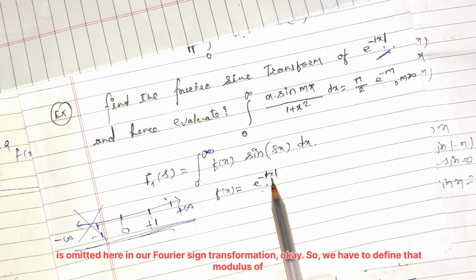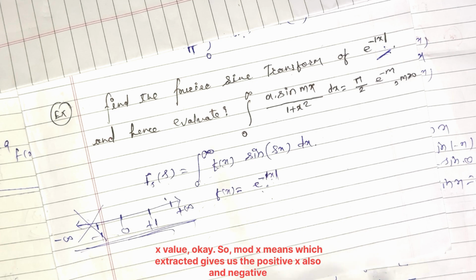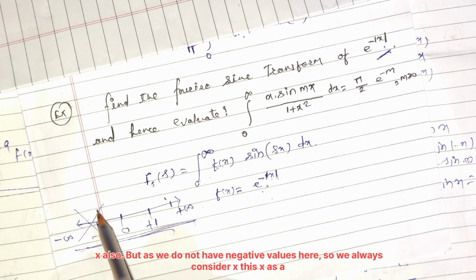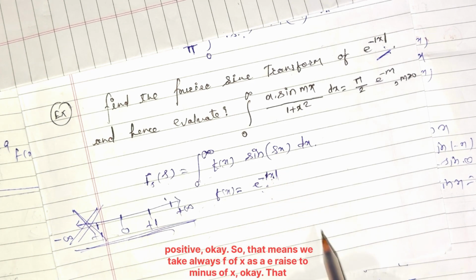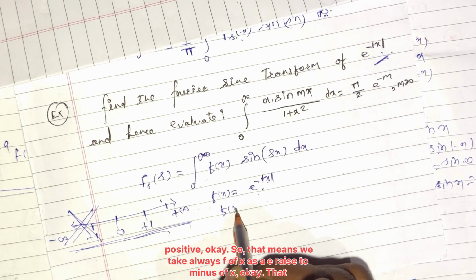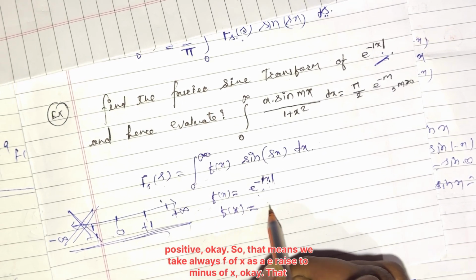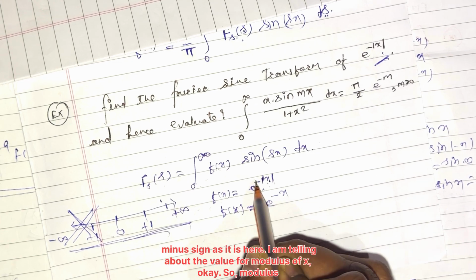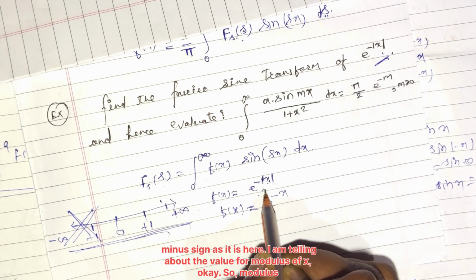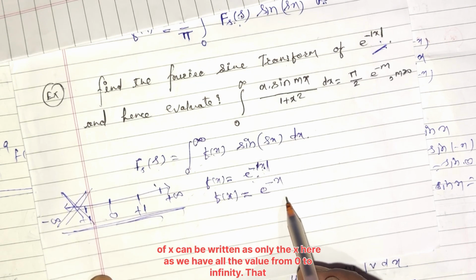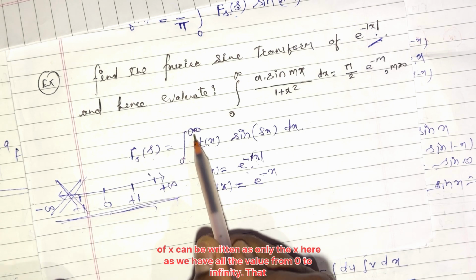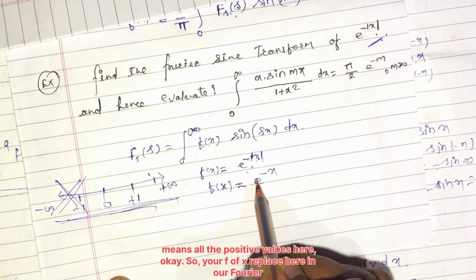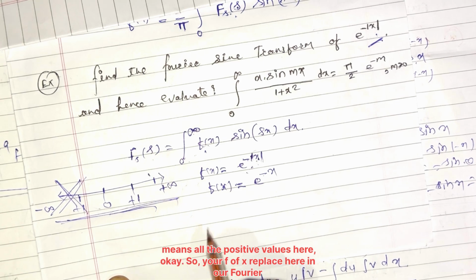So we have to define that modulus of x value. Mod x gives us positive x and negative x also, but as we don't have negative values here, we always consider x as positive. So we always take f of x as e raised to minus x. That minus sign stays as it is; I'm talking about the value of modulus of x. Modulus of x can be written as only x here, as we have all values from 0 to infinity, that means all positive values. So replace f of x here in our Fourier transformation.